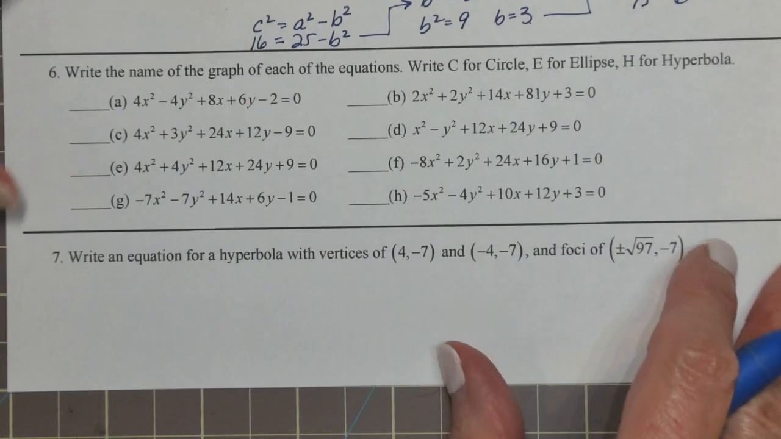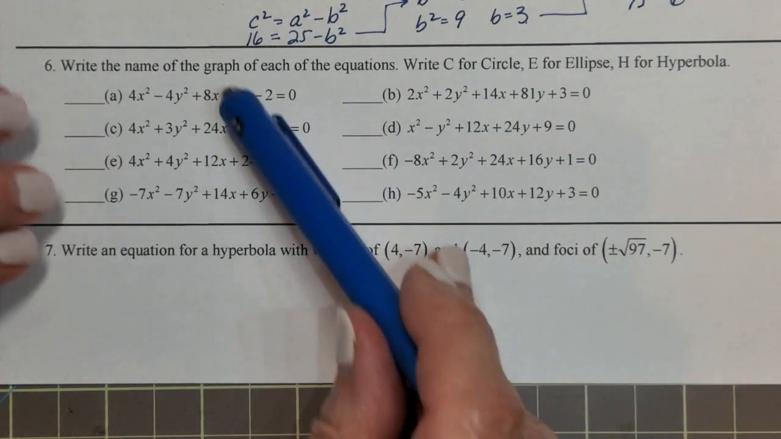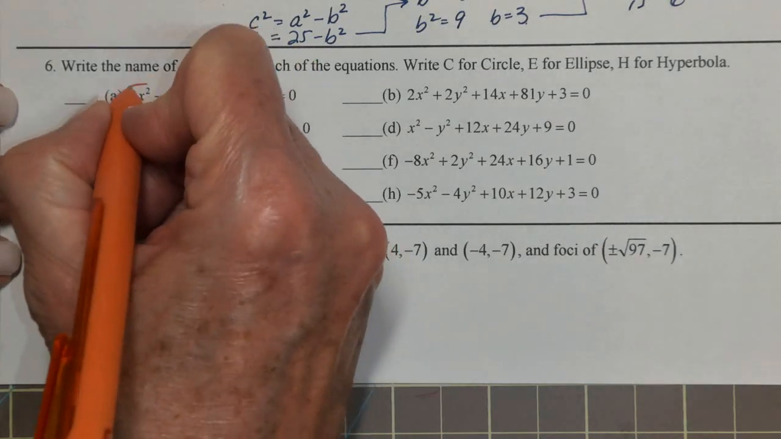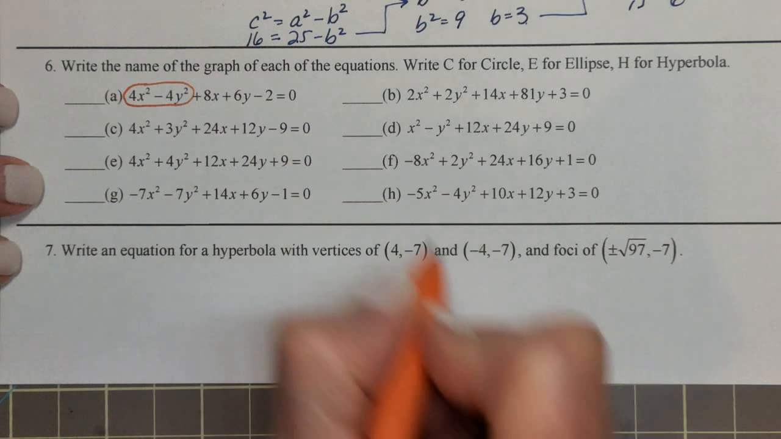Alrighty. Okay. Here are several expanded form equations of conic sections, and we just need to label them. What are they? Are they a circle, an ellipse, or a hyperbola? Okay, and these two things will tell me.